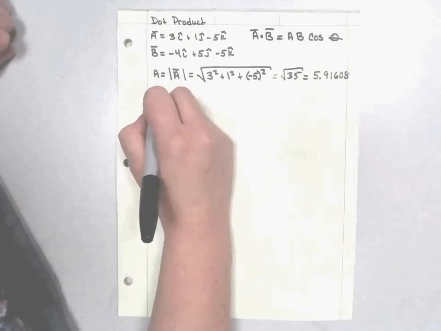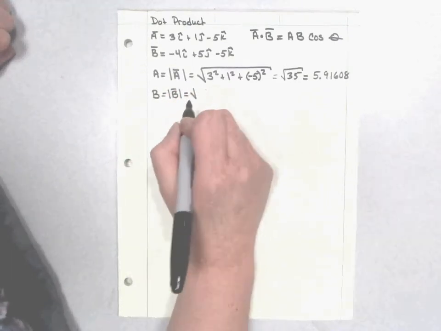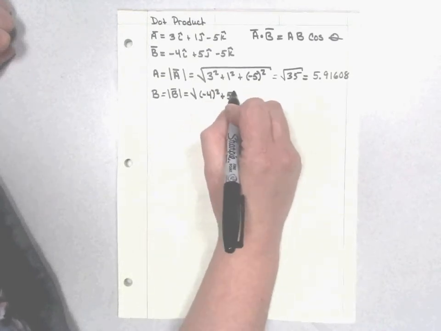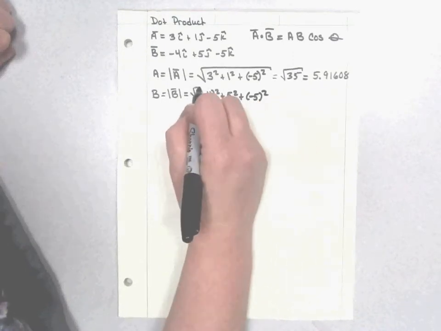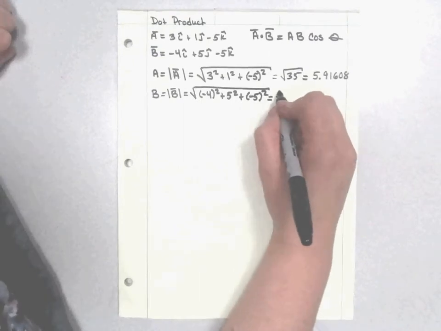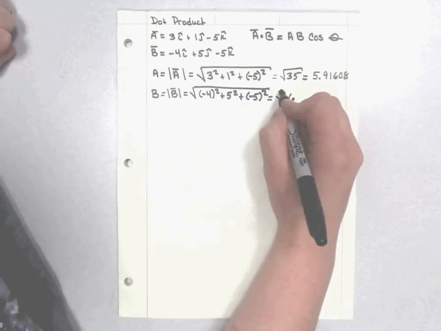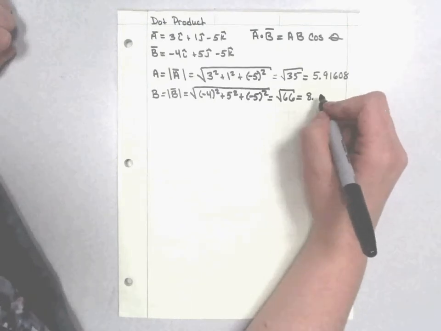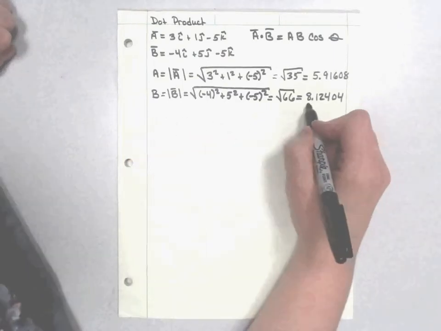We find B the same way. It is the magnitude of the B vector. So we have the square root of negative 4 squared plus 5 squared plus negative 5 squared. That would simplify further. We'd have 16, 25, and 25, so we'd have the square root of 66, which simplifies even further to 8.12404. Now we have our values for A and B.